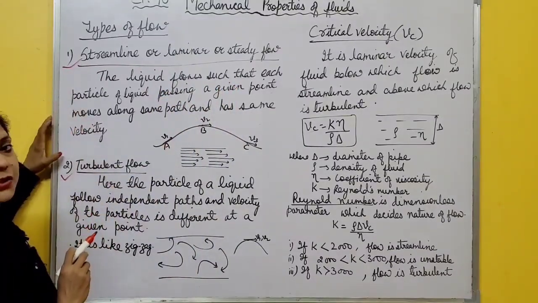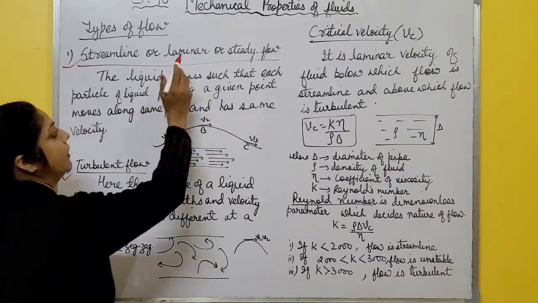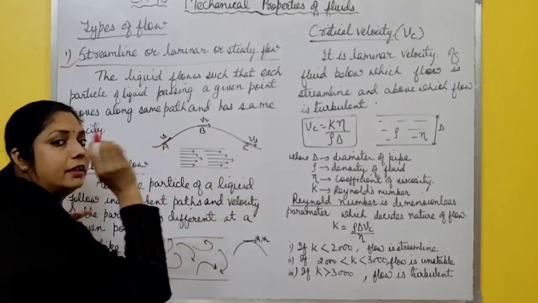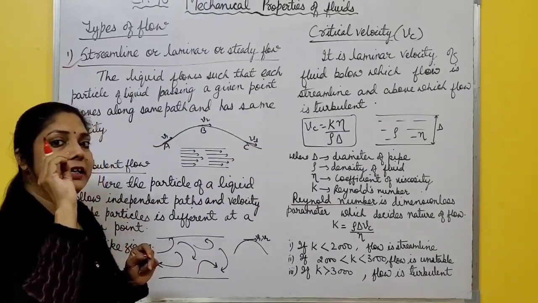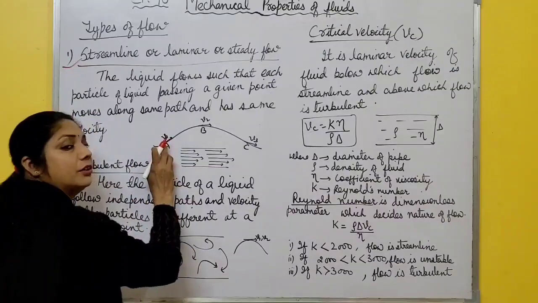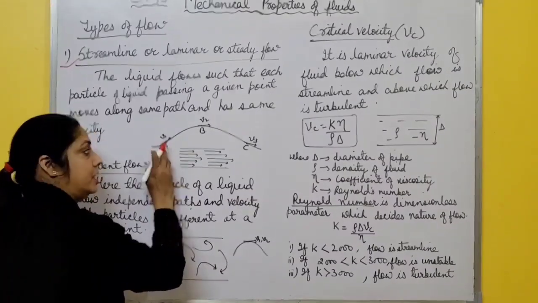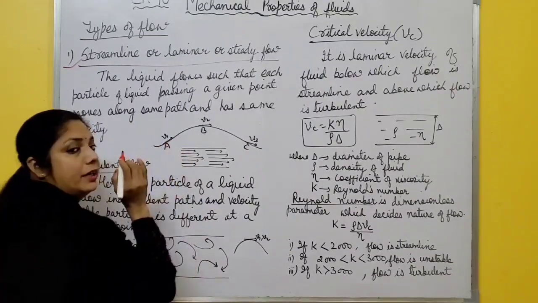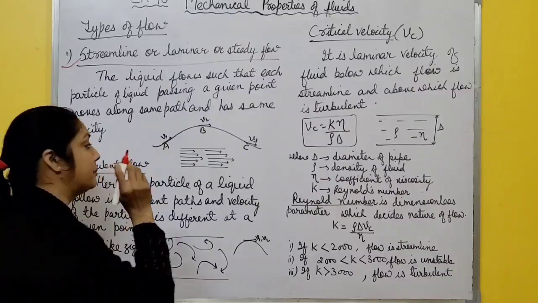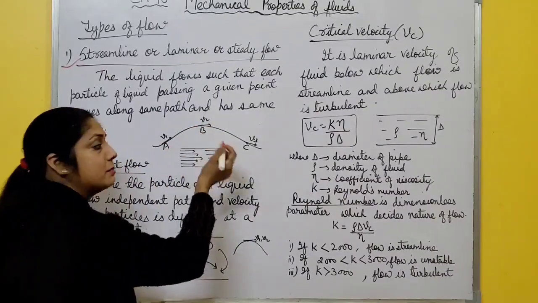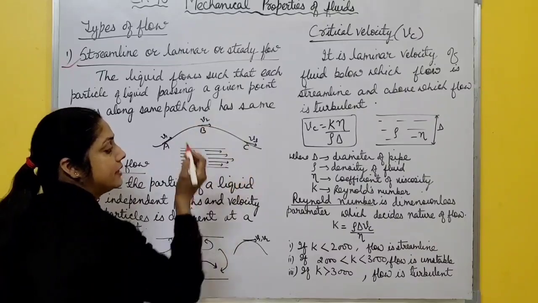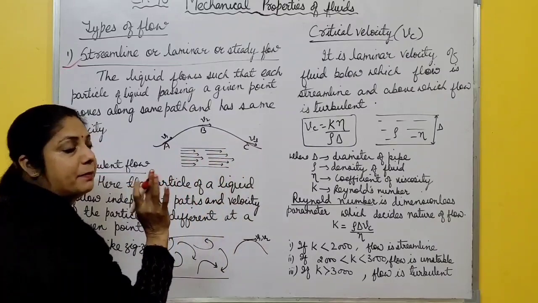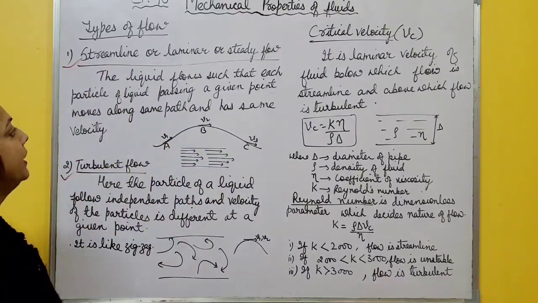What is the difference between these two types of flow? First is streamline or laminar or steady flow. Suppose a liquid is flowing like this one. Then at a given point, each particle of the liquid moves along the same path and has the same velocity. Suppose at point A, every particle of this liquid passing through this point has the same velocity, say V1. At point B, all particles move with the same velocity V2. At point C, all particles move with the same velocity V3 and along the same path. Then this type of flow is called streamline or laminar flow.